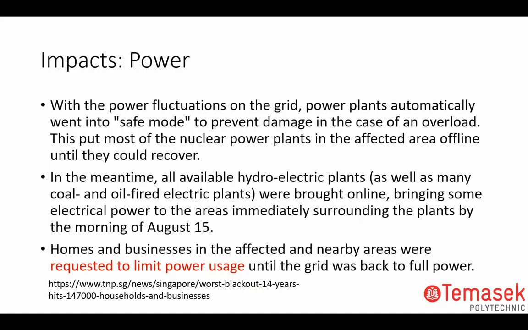So what happened was, for power, for electricity, there was a fluctuation in the power grid itself. The power plants basically went into safe mode to prevent damage from the overload. This is what most nuclear power stations do when this happens. At that point in time, hydroelectric plants came online and brought some areas some form of electricity. This lasted until August 15. Many houses and businesses were also affected because of the lack of electricity at that point in time.